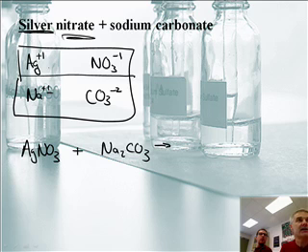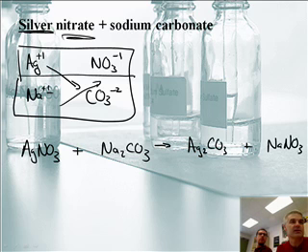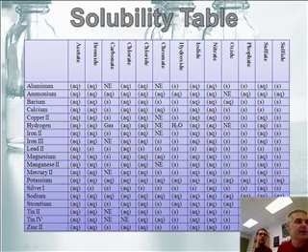And now we're going to put them diagonally together. So silver carbonate would be Ag2CO3, plus, over here, NaNO3. So we've got silver nitrate. Now let's look at our box here. Silver was down here, and here's the nitrate column. So silver nitrate, boom.